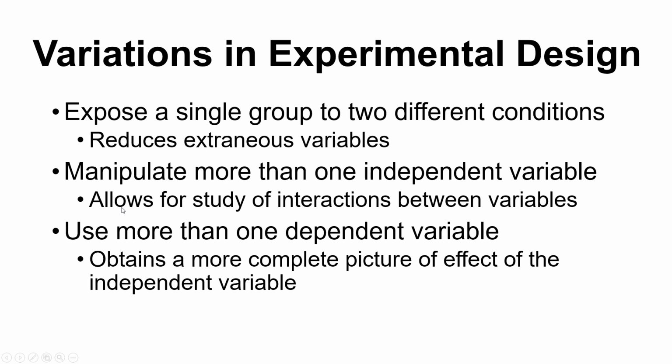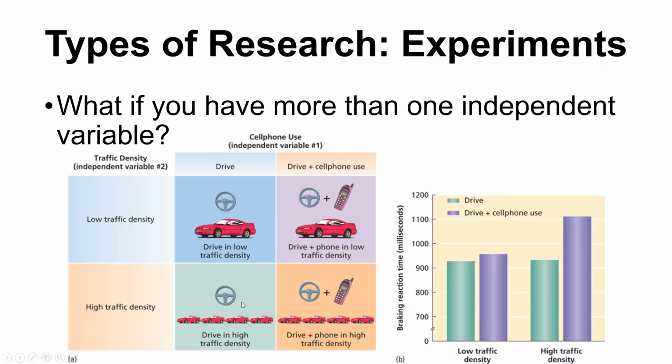You might also manipulate more than one independent variable. So you might start looking at things like interactions between variables. And I do have another slide for this one here. So maybe we wanted to look at multiple things. So we wanted to look at performance in driving. So our dependent variable is how quickly people can brake in reaction to something coming up in front of their vehicle. We might want to look at our first independent variable, which is whether they're on their cell phone or not. So if they're driving with no cell phone or driving with a cell phone, that's the first variable that we're looking at.